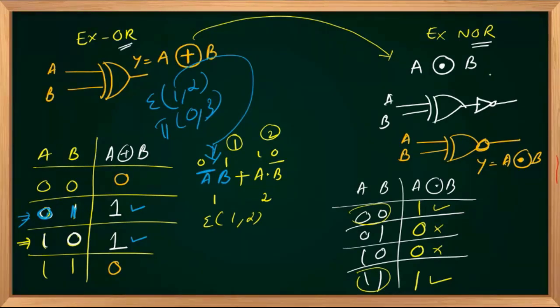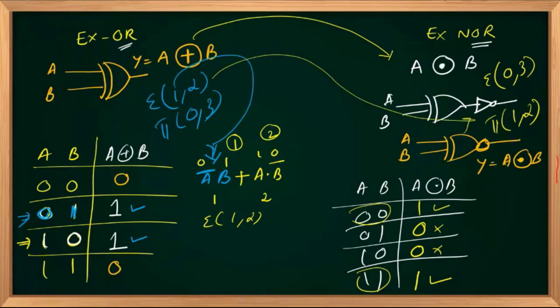Very simple. Minterms are 0 0 corresponding to decimal 0, and 1 1 corresponding to decimal 3. So sigma 0, 3. Pi terms are 1 and 2. Very good. So these are exchanged. Look at this: sigma 1, 2 becomes pi 1, 2. Pi 0, 3 became sigma 0, 3. And what is the expression of my XNOR?